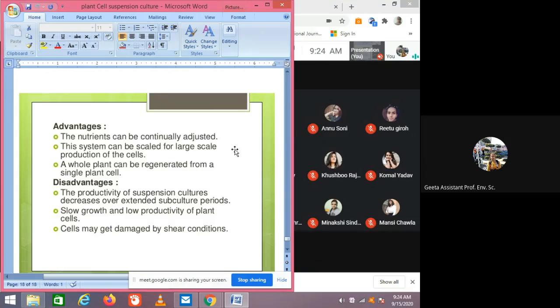This large scale production can be easily done by cell suspension culture, and a whole plant can be regenerated from a single plant cell. This means there is no tissue and no organs. We are getting a whole plant from a single cell.